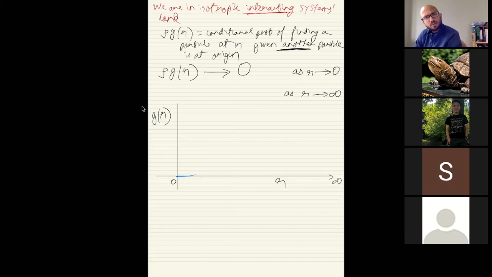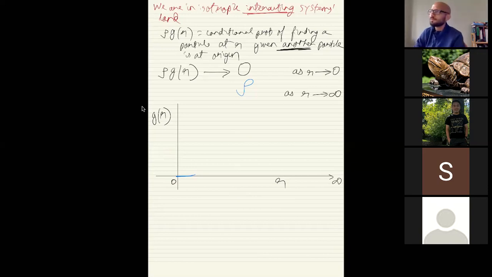I think it will go to 1 at some point. G of r will go to 1 or rho g of r will go to 1? Rho g of r will go to rho. Because eventually you will reach the density. Yeah. This is a subtle point.